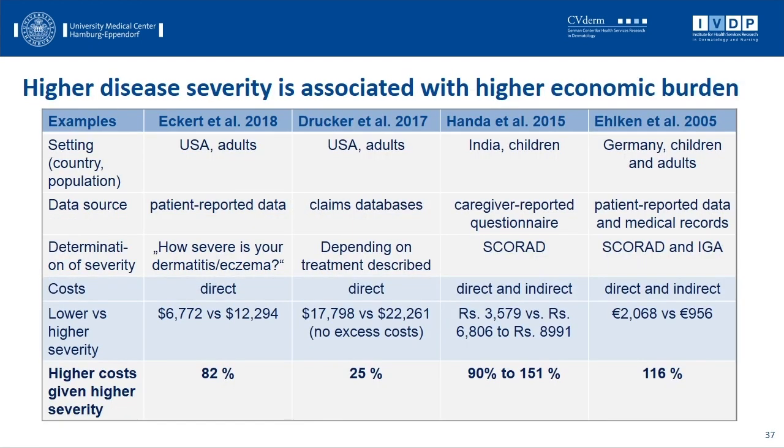Eckert et al. also found that higher disease severity is associated with higher economic burden. This was also found by other authors. And here the differences in the percentages of how much higher the costs are in the severe population might not occur just due to the different methods, data setting and so on, but also due to the difference in determination of severity. So in Eckert et al., the patients were just asked, how severe is your disease, from mild to severe? And in Drucker, in the claims databases, it depended on the treatments that were prescribed. And when you are using other databases, you can look at assessment scores of severity. In general, not only in health economics, we do know that it's difficult to make cutoffs between severity. And so it's also difficult to compare those analyses.